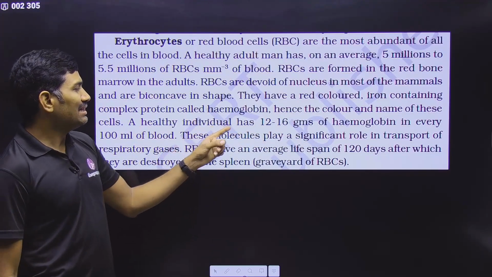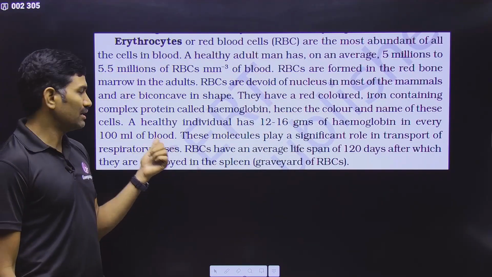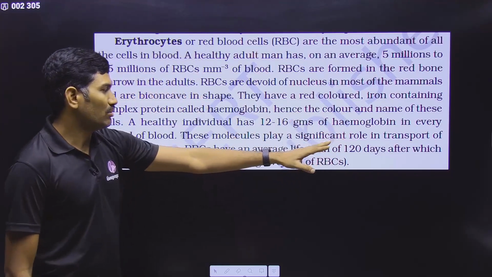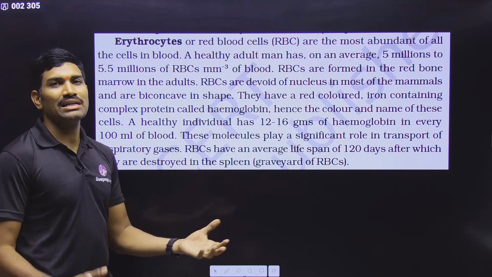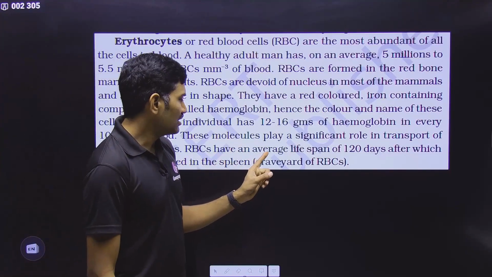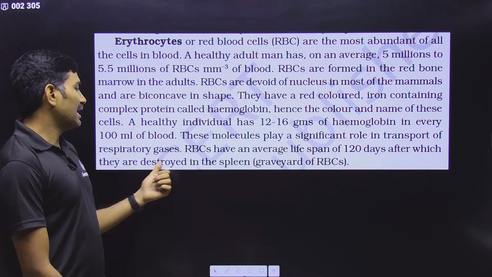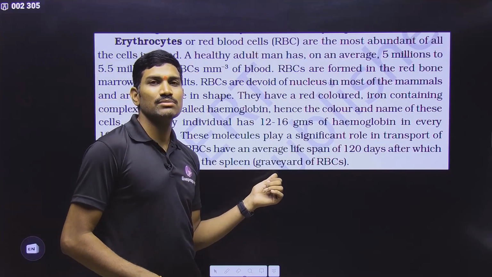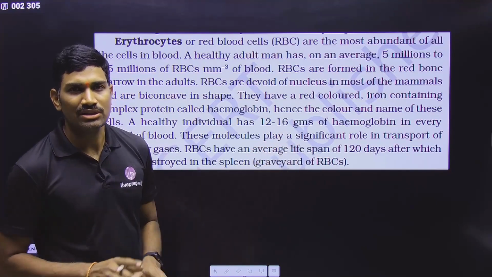Next one. A healthy individual has 12 to 16 grams of hemoglobin in every 100 ml of blood. These molecules play a significant role in the transport of respiratory gases like oxygen and CO2, which we already studied in the previous chapter. RBCs have an average lifespan of 120 days, after which they are destroyed, damaged, and lysed in the spleen. That's why spleen is considered as graveyard of RBCs. This is the information they give.